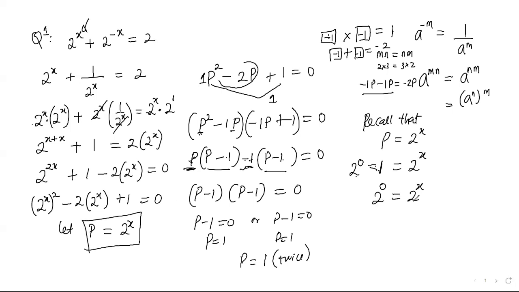The reason why I'm using 2 is because I have 2 here. I want the base to be the same. If I had 3 here, I would have used 3 to the power 0. I want the base to be the same, because when the bases are the same, we can cancel out the base and equate the exponent. So x is equal to 0. Wow. So for all of this problem, we got 0 for x. Wow, that's interesting. So thank you very much.